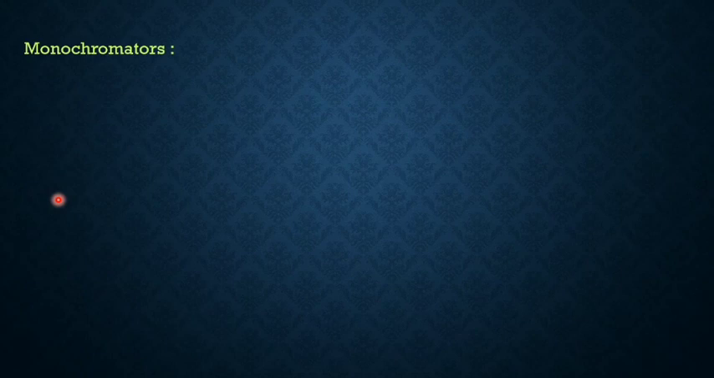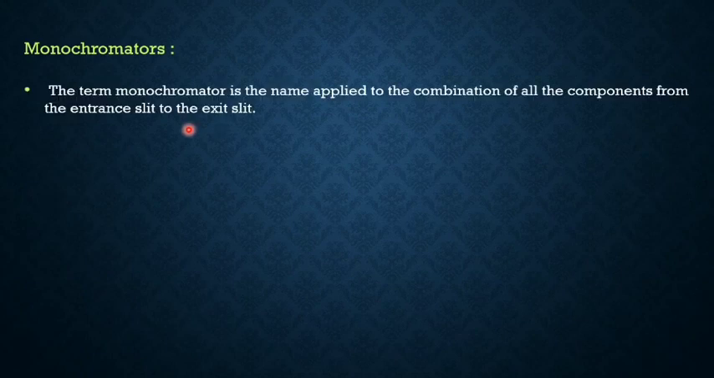The next component is the monochromator. The name shows it gives monochromatic light. The name is applied to the combination of all the components from the entrance slit to the exit slit. It is a combination of components: the entrance slit, then some dispersive medium like a prism or grating, and after that the exit slit.